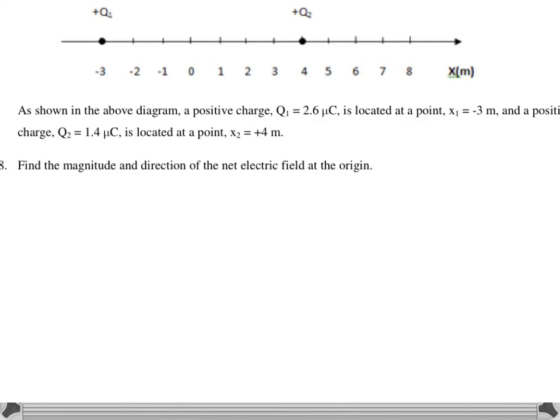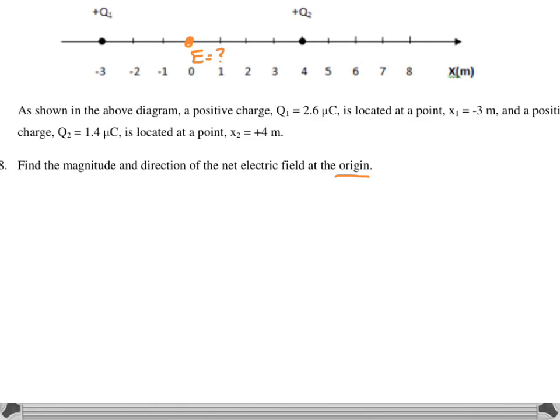Okay, finally, number 8. Numbers 8 and 9 gave people fits, but let's talk about it. So I have two charges here, Q1 and Q2, and I am interested in finding the magnitude and direction of the net electric field at the origin of this graph. Well, the origin is where 0 is, so I'm going to draw on my diagram, hey, this is where I want to find electric field.